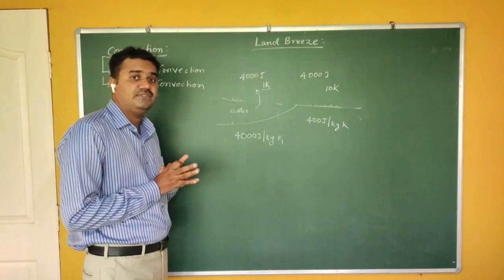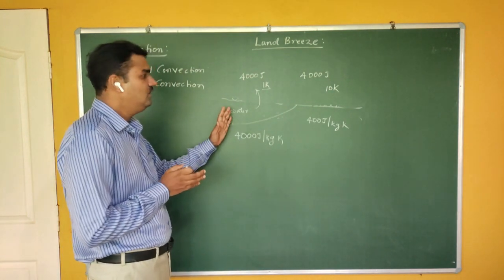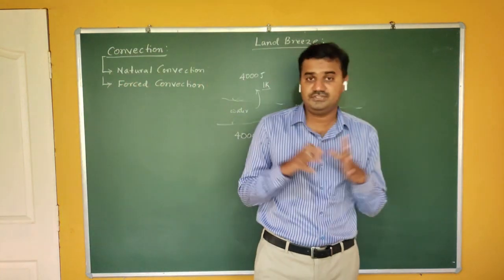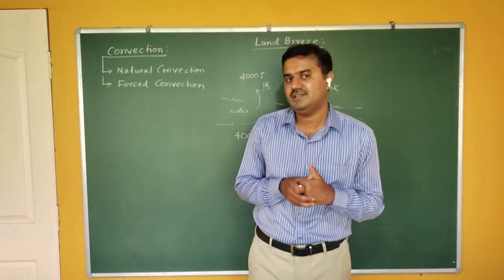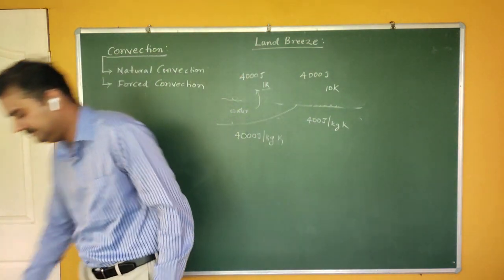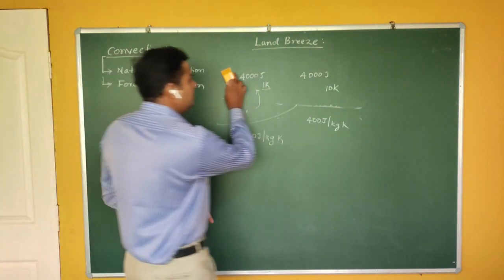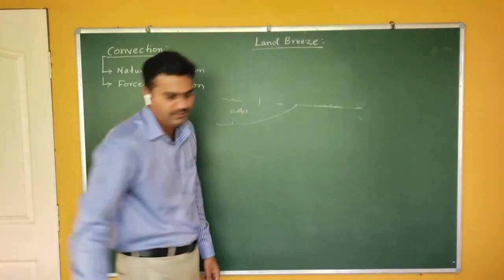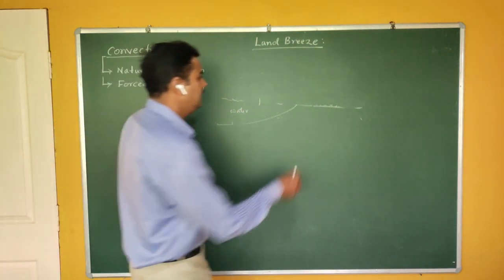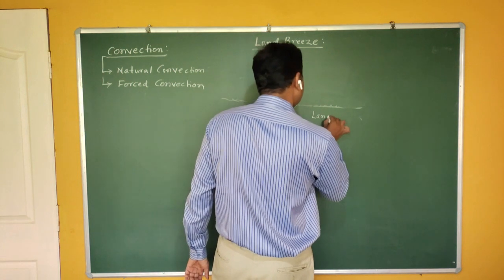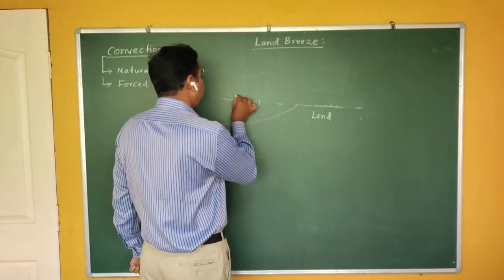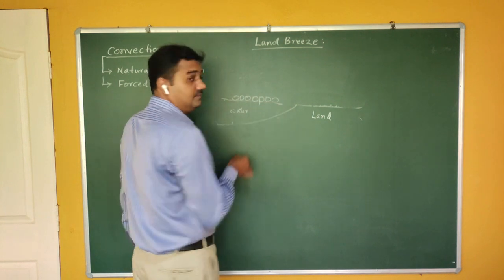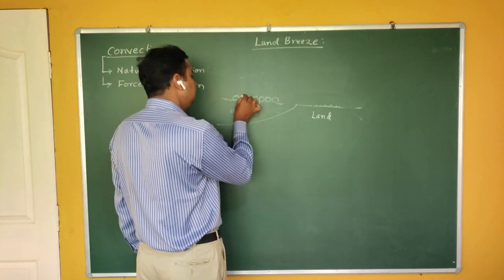Okay, so who is hot now? Definitely water is hot compared to land. So this time the sea is hot and the land is the cold one. Therefore this time your water is a hot one. Therefore the air molecules which are in contact with the water, they get heated.